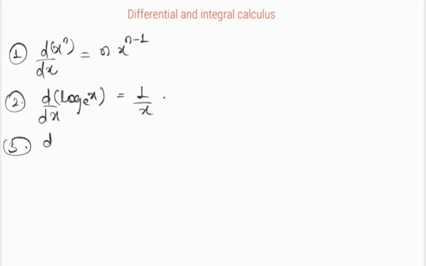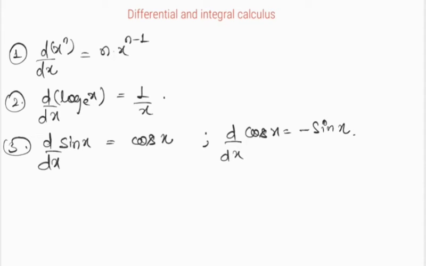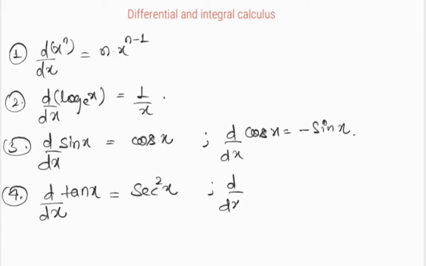Third, differentiation of sin x is equal to cos x and differentiation of cos x is equal to minus sin x. Fourth, differentiation of tan x is equal to sec square x and differentiation of cot x is equal to minus cosec square x.